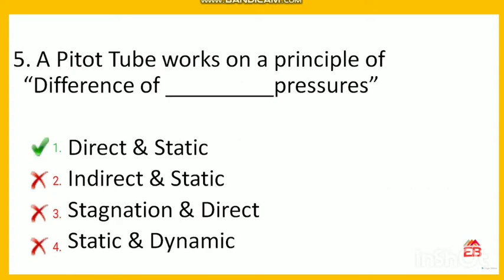So the next question is, a pitot tube works on principle of difference of dash pressures. So the options are direct and static pressures, indirect and static pressures, stagnation and direct pressure or static and dynamic pressure. So the correct option is direct and static pressure. So a pitot tube is used in order to measure the fluid flow. So the correct option is direct and static pressure.